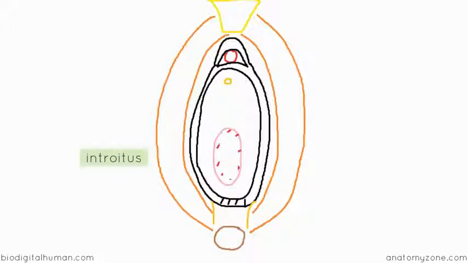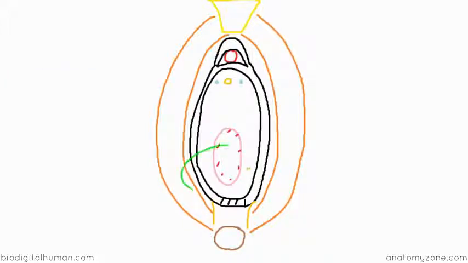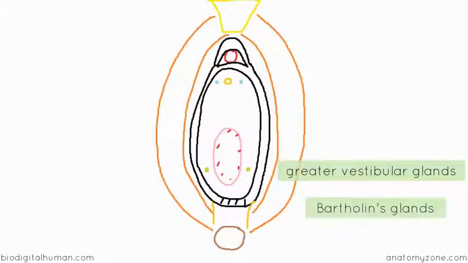Also within the vestibule you've got the opening of two glands. On either side of the urethral orifice you've got the opening of the paraurethral glands, and then slightly posteriorly and laterally to the vaginal orifice you've got two glands which open called the greater vestibular glands. These glands are also called Bartholin's glands and they secrete mucus to lubricate the vagina.